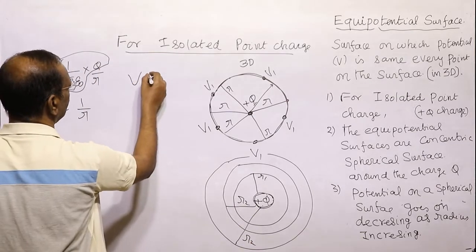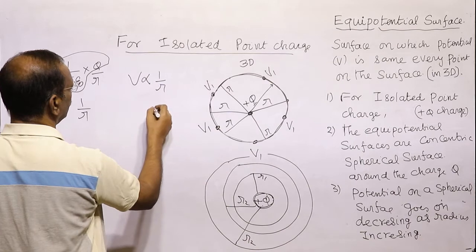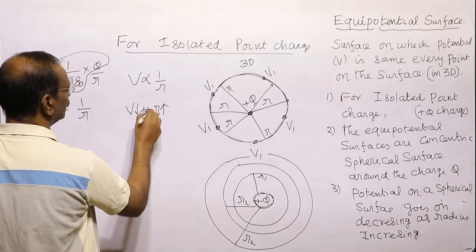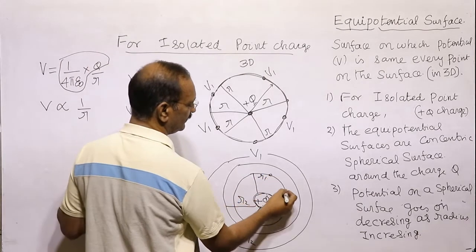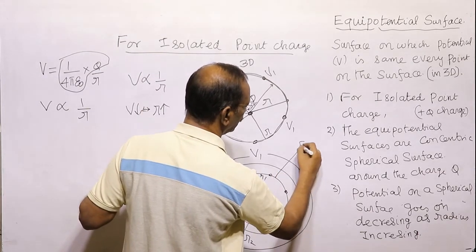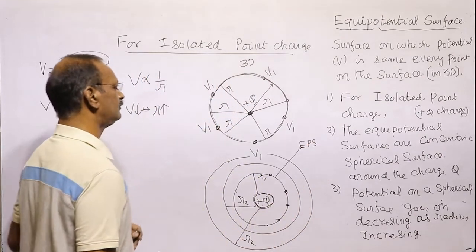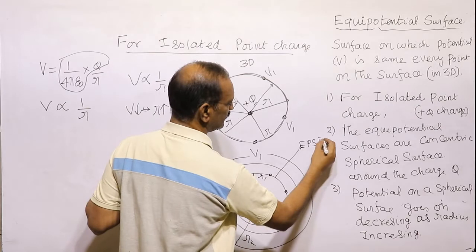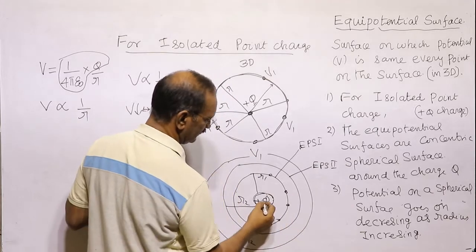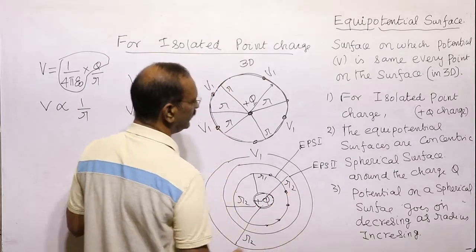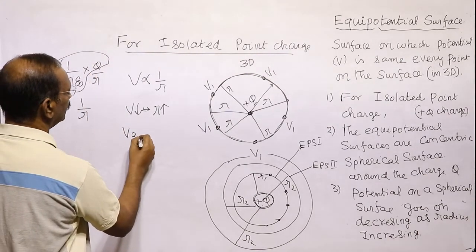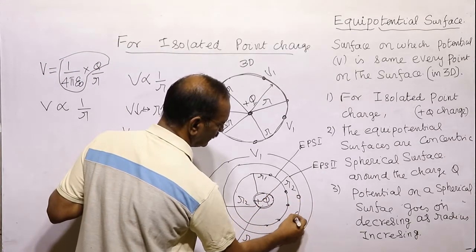As the potential varies inversely as 1 by r, if r is increasing, the potential will be decreasing. Here, everywhere on this surface is potential V1, this is an equipotential surface, and this is equipotential surface 2 because it is at a distance of r2. Since r is increasing, the potential will be decreasing, that is V2 at every point.